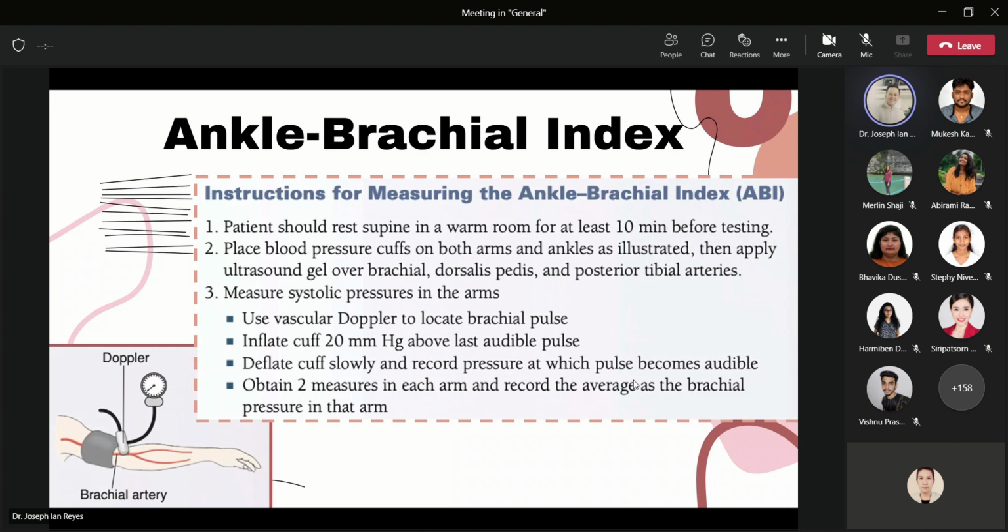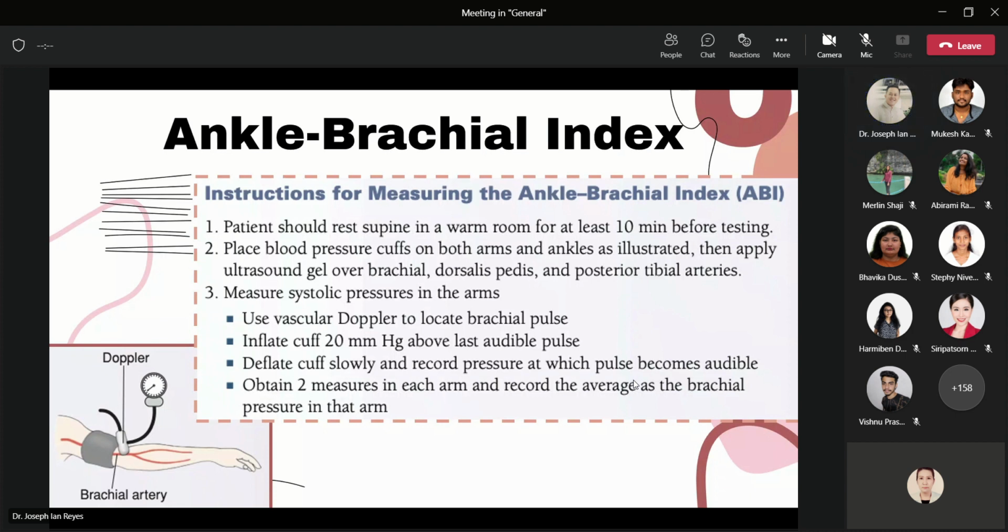So first, patients should rest supine in a warm room for at least 10 minutes before testing. So that patient will have no increased blood pressure or anything like that. So as also when you get your blood pressure, your patient has to rest, not from walking, not from climbing upstairs. Patient has to rest before you get the blood pressure, right? So place the blood pressure cuff on both arms and ankles, as illustrated here and in the next picture.